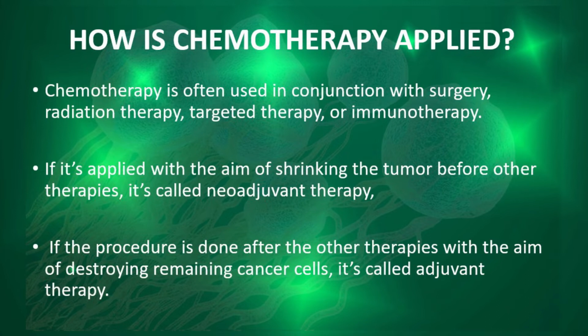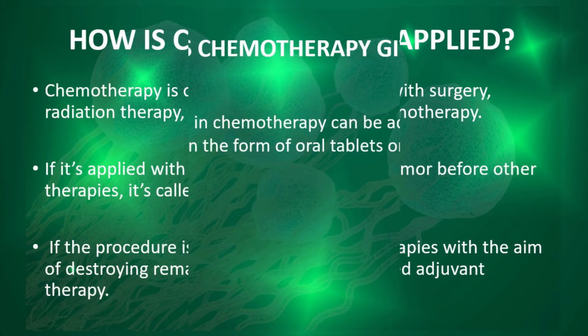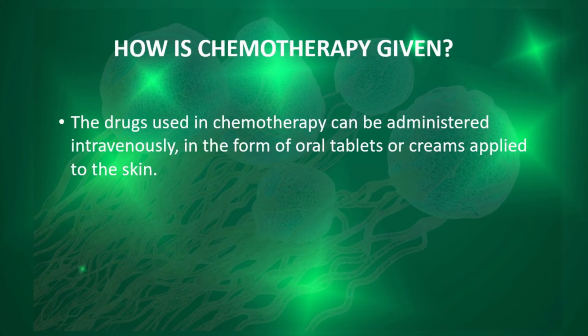Chemotherapy is often used in conjunction with surgery, radiation therapy, targeted therapy, or immunotherapy. If it's applied with the aim of shrinking the tumor before other therapies, it's called neoadjuvant therapy. If the procedure is done after the other therapies with the aim of destroying remaining cancer cells, it's called adjuvant therapy.